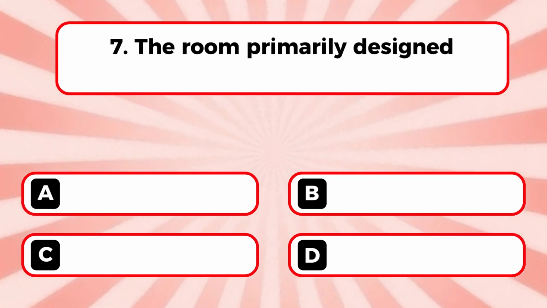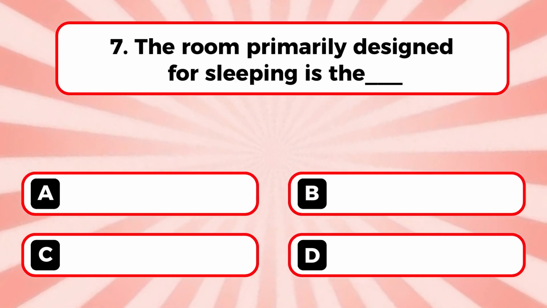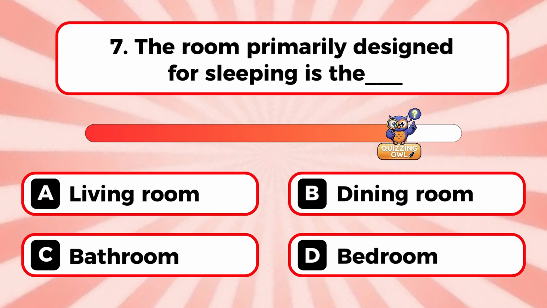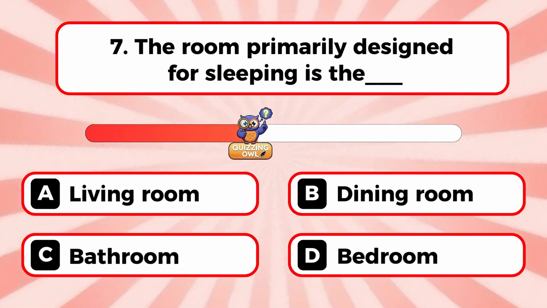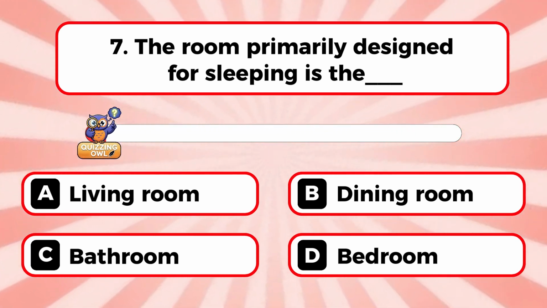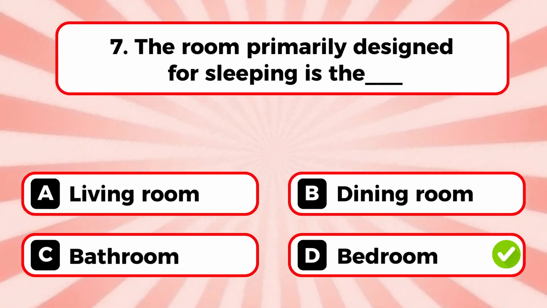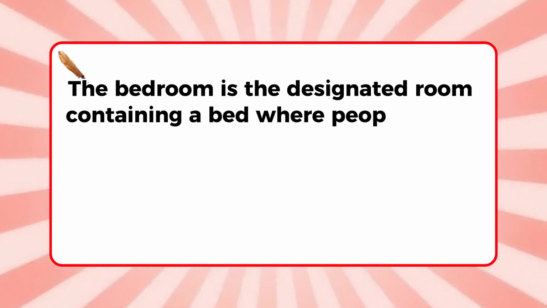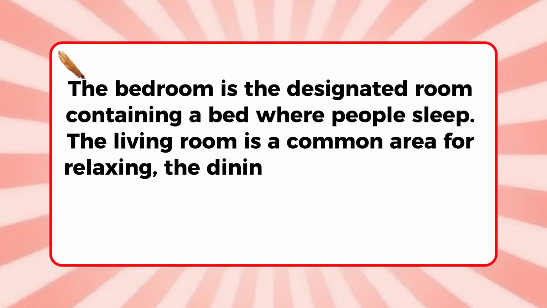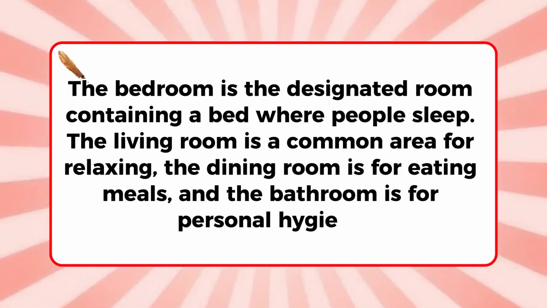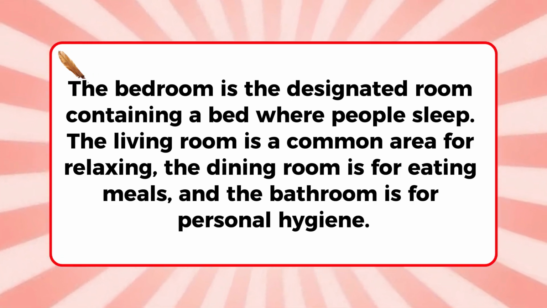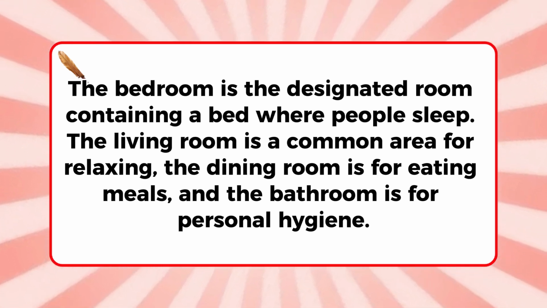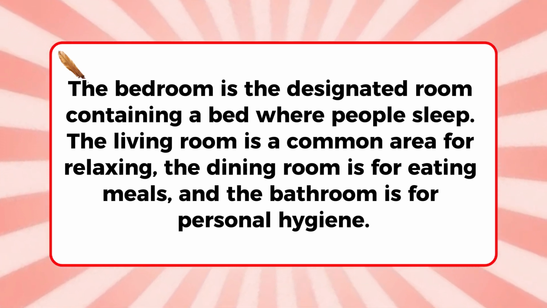7. The room primarily designed for sleeping is the bedroom. The bedroom is the designated room containing a bed where people sleep. The living room is a common area for relaxing. The dining room is for eating meals. And the bathroom is for personal hygiene.